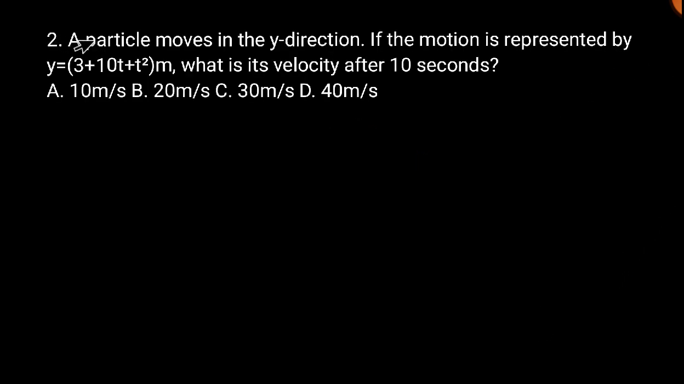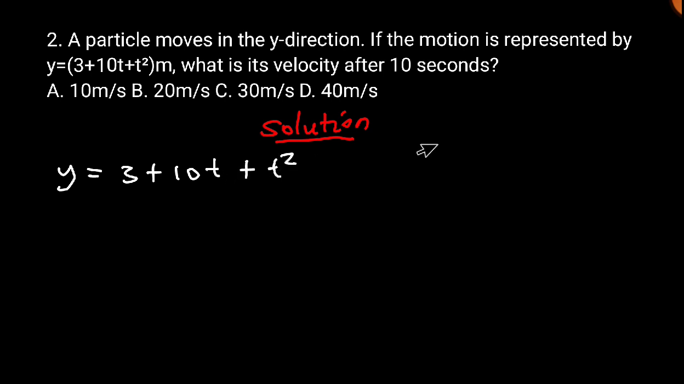Question number 2. A particle moves in the y direction. If the motion is represented by y equals 3 plus 10t plus t squared in meters, what is its velocity after 10 seconds? I want you to solve with me. So the position equation we're given is 3 plus 10t plus t squared, and the time is 10 seconds.